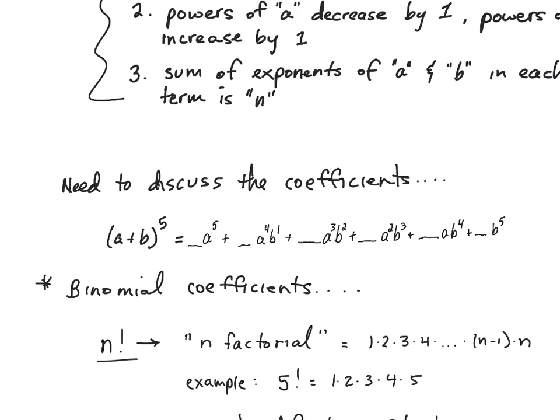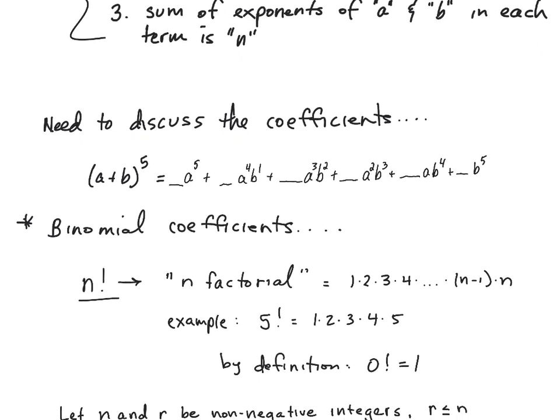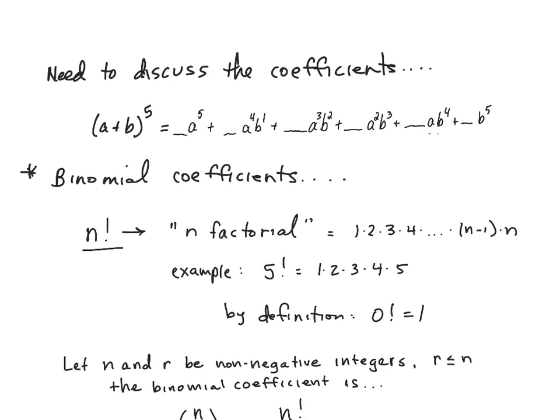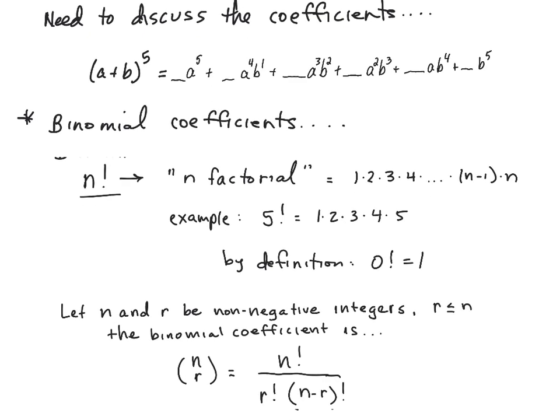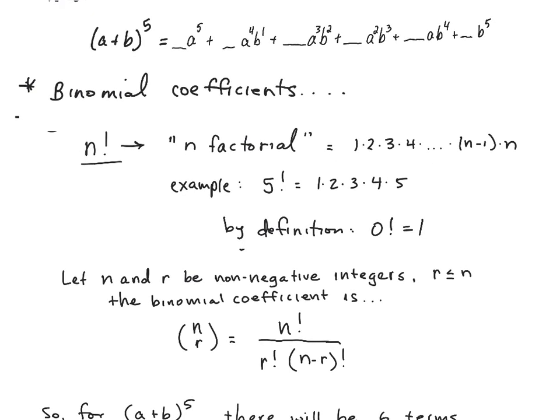Or 10 factorial would be 1 times 2 times 3 times 4 all the way up to times 9 times 10. And then by definition, 0 factorial is equal to 1. Now here's the definition we're going to use for the moment, at least, for binomial coefficients. We're going to let n and r be non-negative integers. Non-negative means positive, integers means whole numbers. r has got to be less than or equal to n.